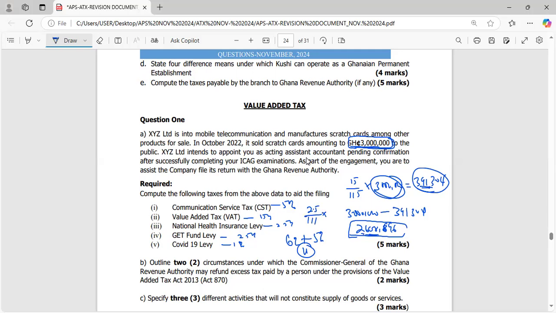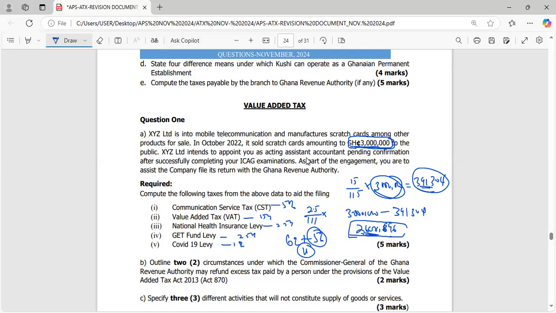What you get is straightforward, that is the amount for the National Health Insurance Levy. For the GetFund Levy, it will still be the same thing, 2.5 divided by 111, multiplied by this value. For the COVID levy, it's 1%, so it will be 1% divided by 111, multiplied by the 2.608 million. Therefore, the communication service tax will be 5% divided by 111, multiplying this value. Then you are done. That's all.